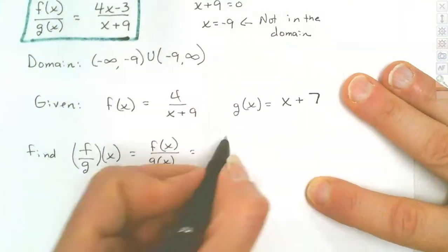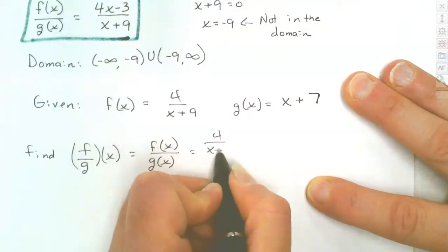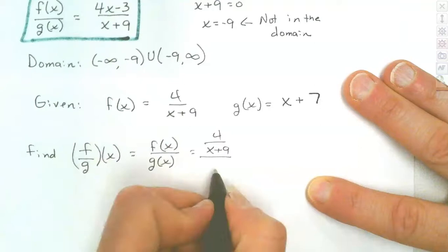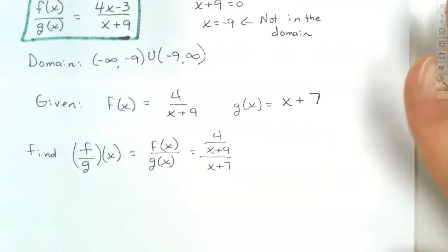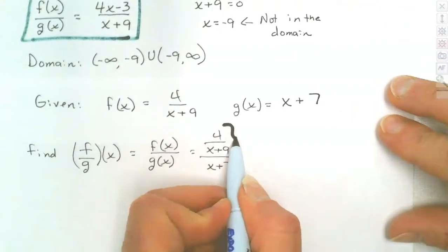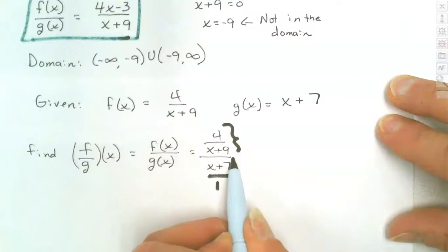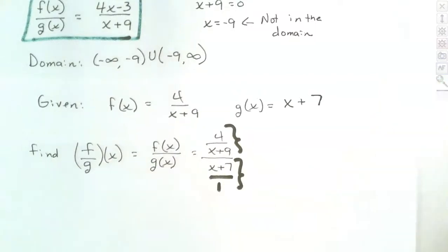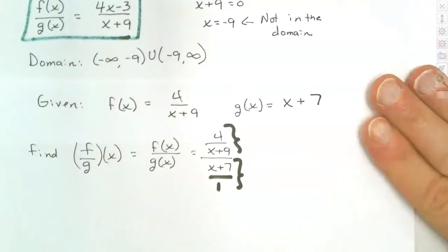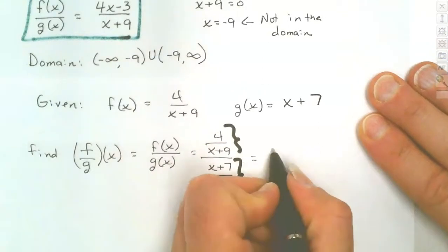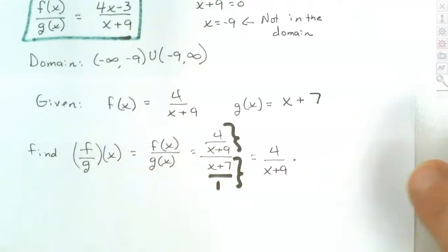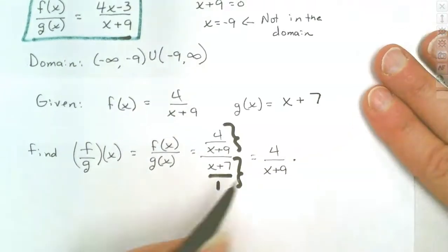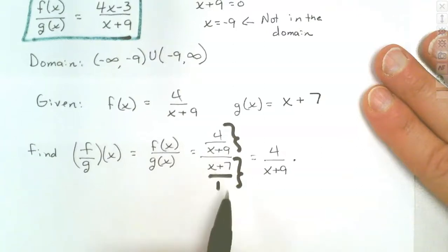So when I rewrite that, I get 4 over x plus 9 over x plus 7. How do we handle this? Well, this is a complete fraction over another fraction. So when we have a fraction over a fraction, what do we do? Invert and multiply. So the top fraction stays the same. The bottom fraction gets flipped over. So I'm going to go ahead and take that bottom fraction down here, and I'm going to flip it over.